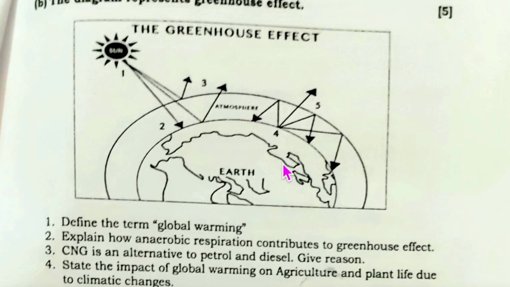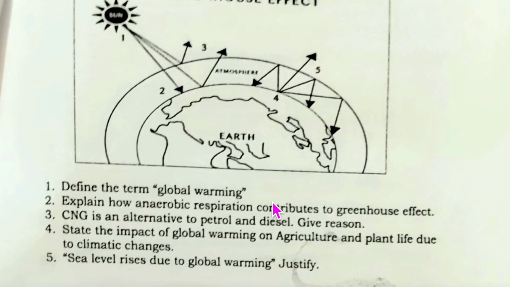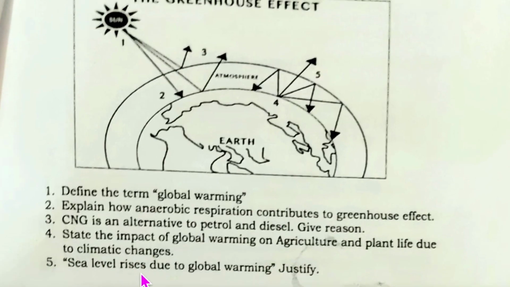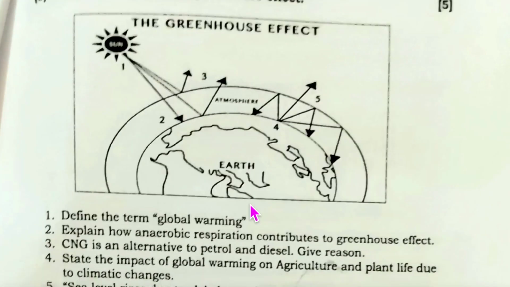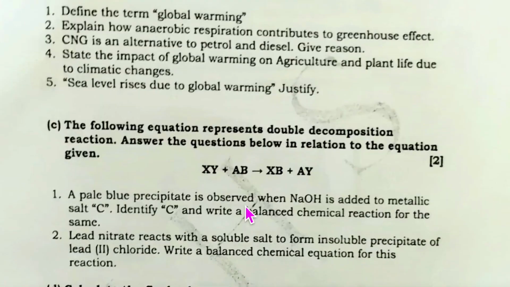Then we come to the fifth one. Sea level rises due to global warming. Justify means give reason. Right over there, and this also will be your give reason. Okay, so this entire question I'm leaving you for homework. It is the learning type. There are no applications of this. So this finishes our question number 2B.